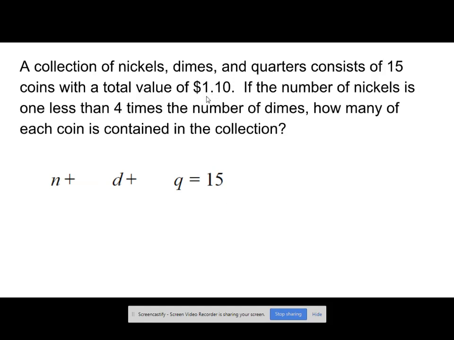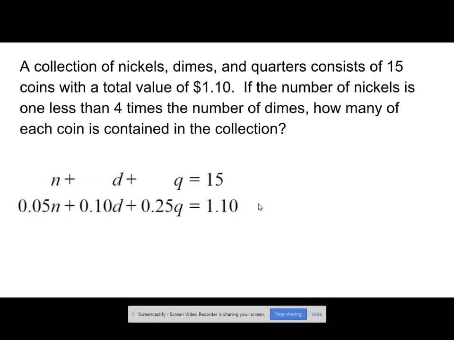So now we've got the dollar amount, the value, sorry, the value of that money, that $1.10. So the way I'm going to write this is I'm going to say, I know that nickels are 5 cents each. So for every nickel that I have, I should do times 5 cents. Every dime that I have, I should do times 10 cents. Every quarter I have, I should do times 25 cents. And when I do that, I should get a total of $1.10. So I'm going to write it like this.